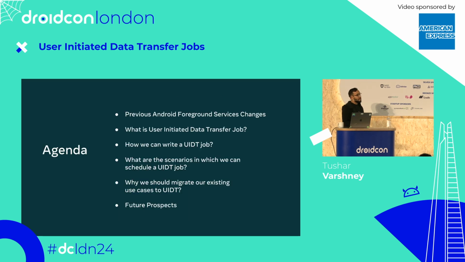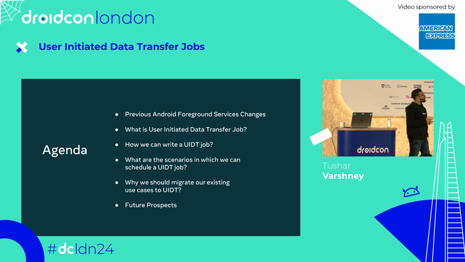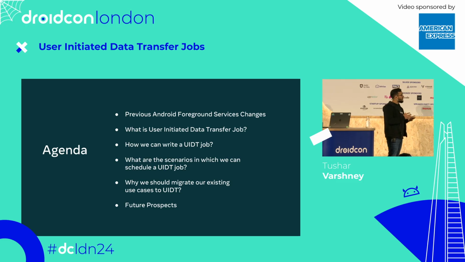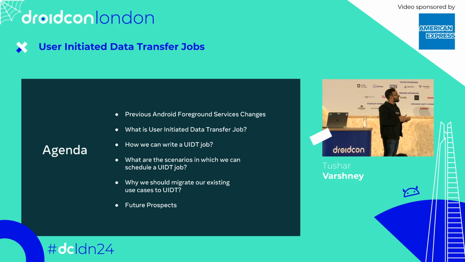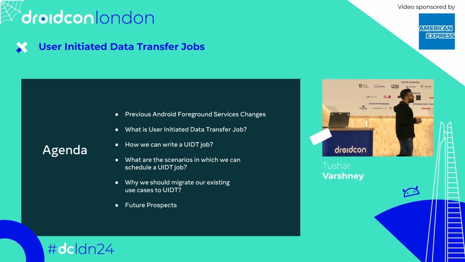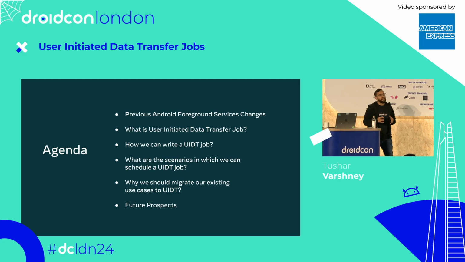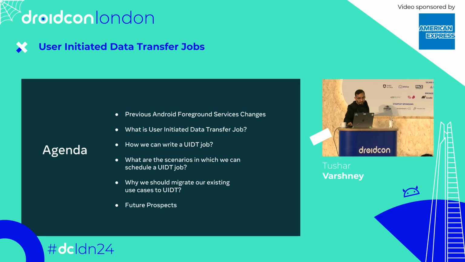Moving on, today we are going to talk about the previous Android foreground service changes of the last couple of years, what a user-initiated data transfer job is, how we can write a UIDT job, what the scenarios are in which we can schedule a UIDT job, how we can migrate our existing use cases to UIDT, and a little bit about the future prospects, what is coming up in future.